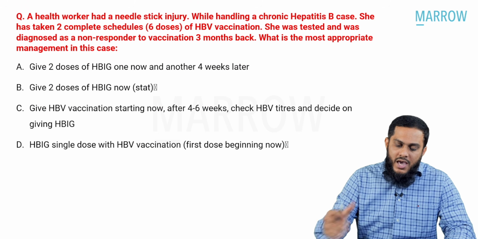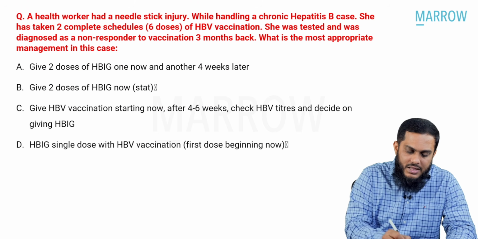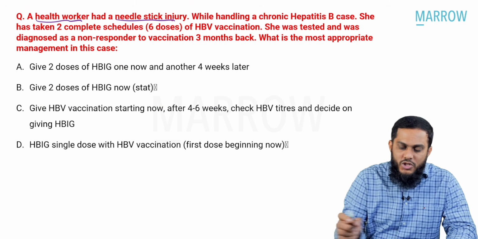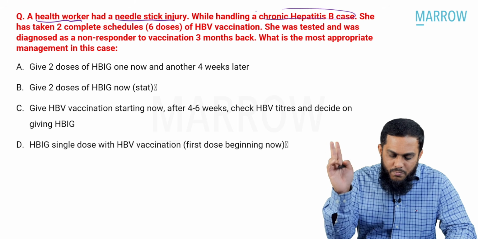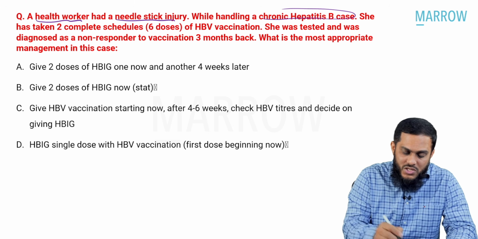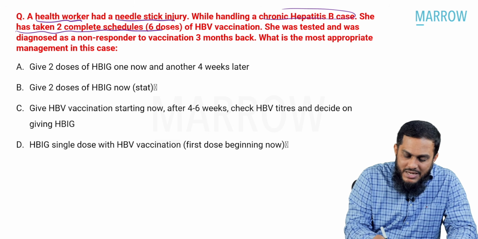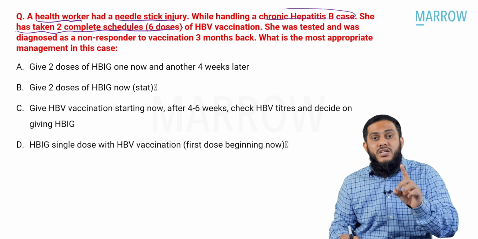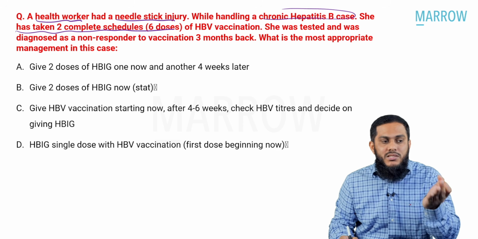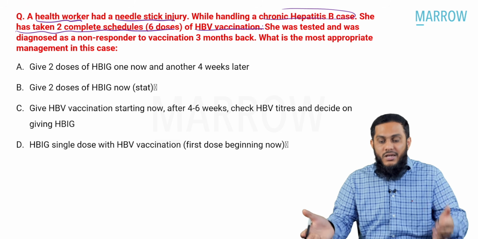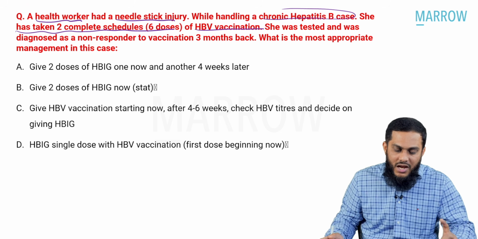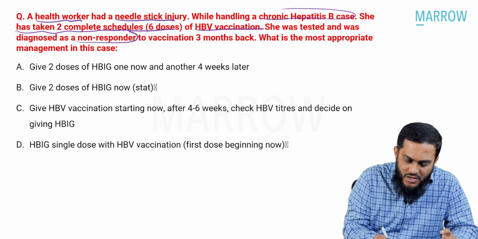Next question, sir. A healthcare worker had a needle stick injury while handling a chronic hepatitis B patient. She has taken 2 complete schedules, 6 doses. See, 1 complete schedule consists of 3 doses. 1 schedule of 3 doses, another schedule of 3 doses of HBV vaccination already taken. She was tested and was diagnosed as a non-responder.